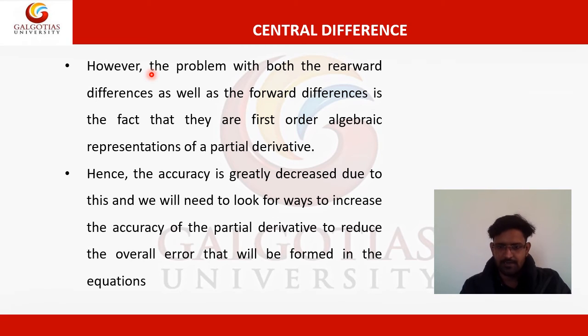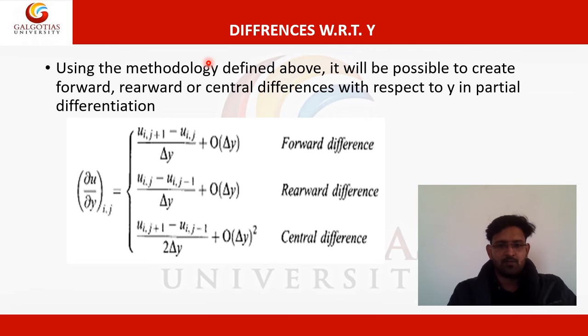So there is another idea of how to reduce this inaccuracy that comes into the system due to the neglect of the other terms. So that is the central difference. Okay. Now let's understand in short what that is. Using the methodology defined above, it is possible to create forward, backward or central differences with respect to y in partial differentiation. Like we have a function u and we are differentiating this function, del u over del y at (i,j), it's a 2D function.